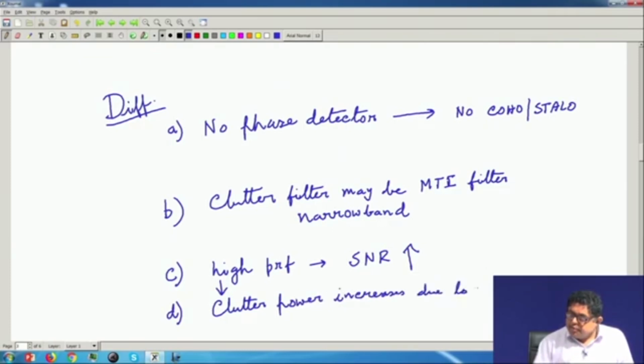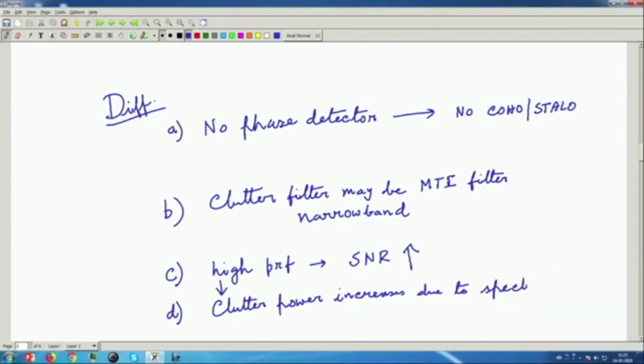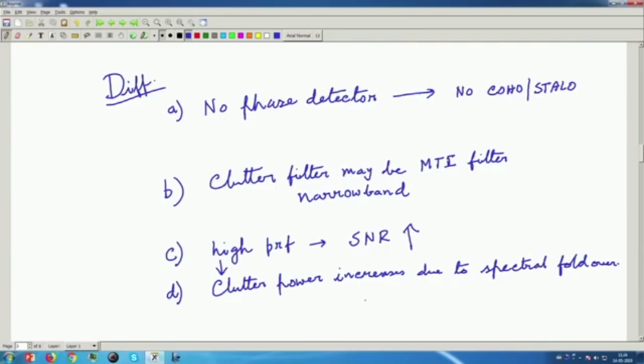That clutter power increases due to the spectral fold over. But fortunately, you can use narrowband filters whose clutter rejection capability is high. You have already seen that you can have high roll-off of the clutter spectrum in the pass band, because all the MTI filter technology can be utilized here. So, no problem.